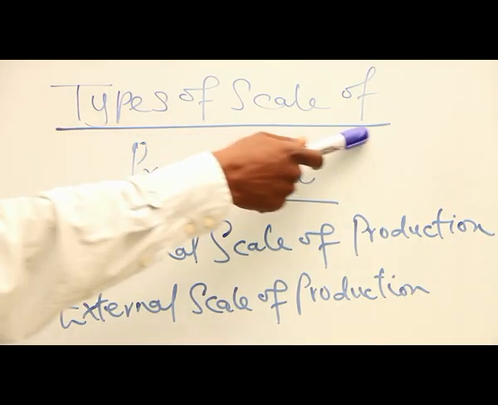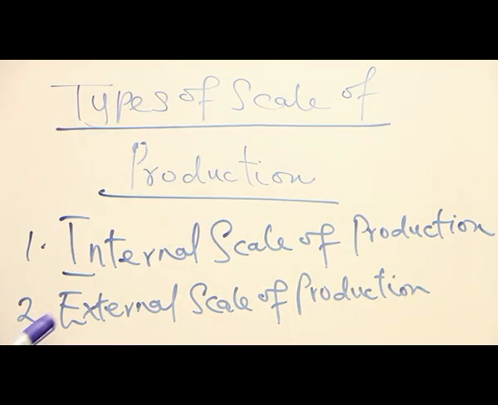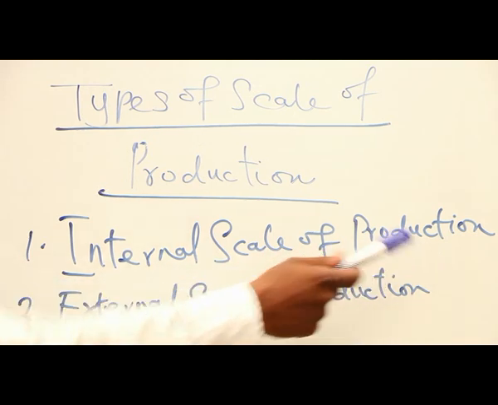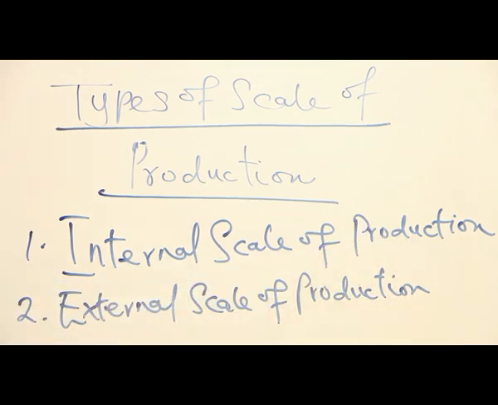Types of scale of production. Number 1, internal scale of production. We can also call it internal economies of scale. Number 2, external scale of production, which is also known as external economies of scale. So we are going to look at the two types now.